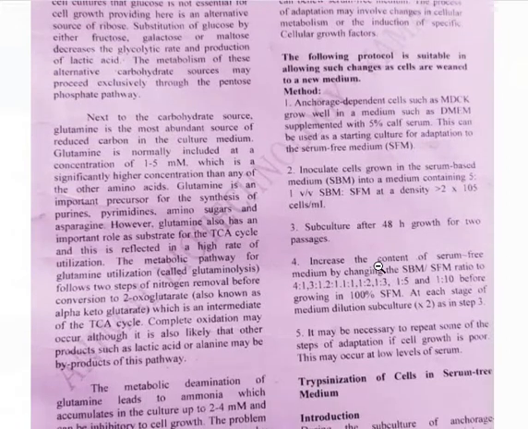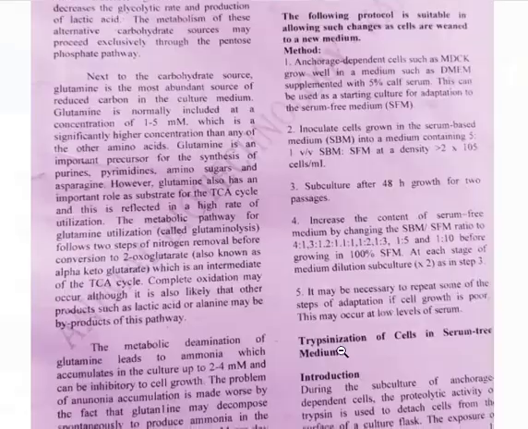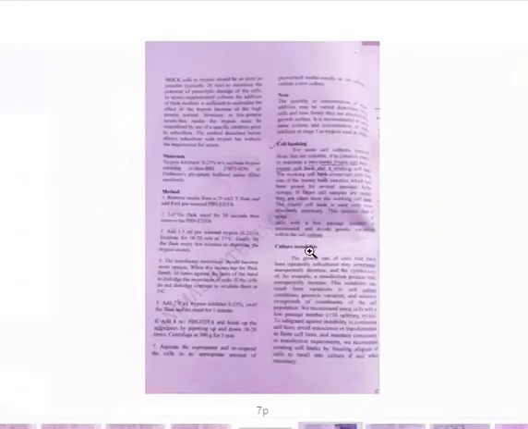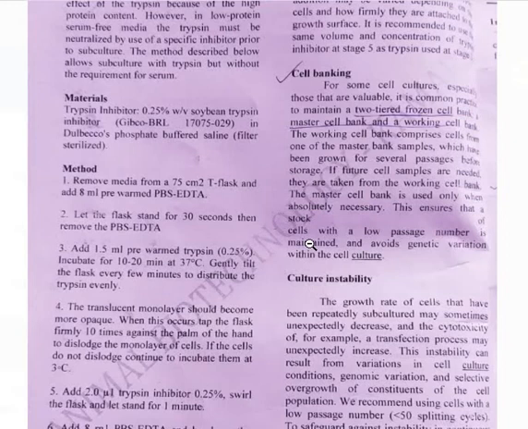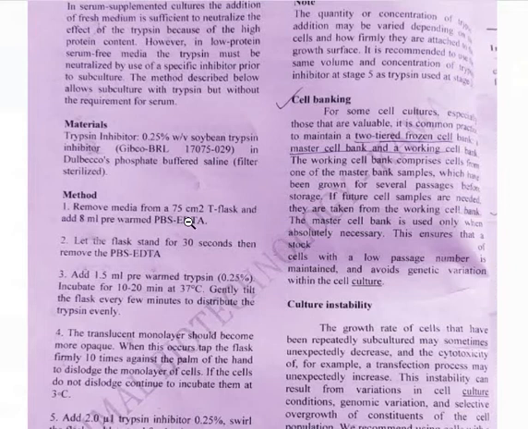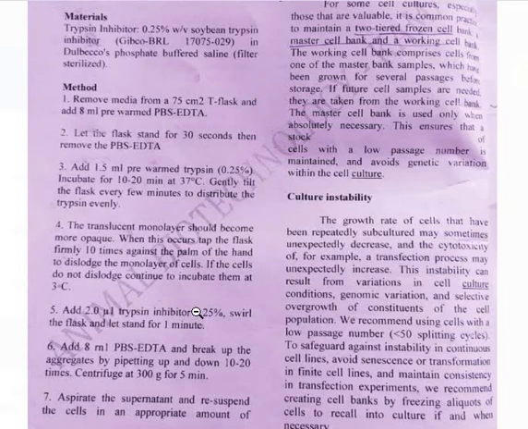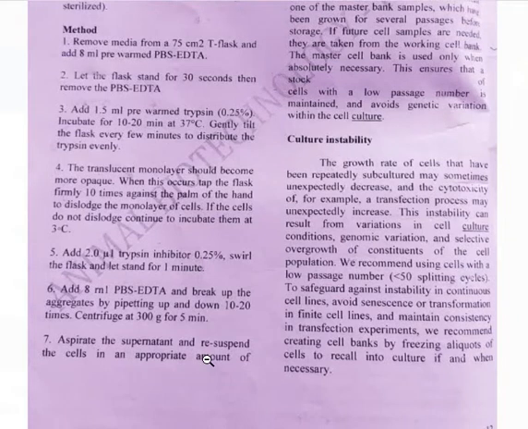Inoculate cells grown in serum-based medium, containing a certain percentage of serum. Then subculture after 48 hours, grow for 2 passages, and increase the content of serum-free medium. If you want more, you can repeat the steps. Here, by the trypsin methodology, you can take the animal cells. You have to remove the media and let the flask stand for 30 seconds. This shows how the conditions have to be maintained to get the animal cells from the particular animal.